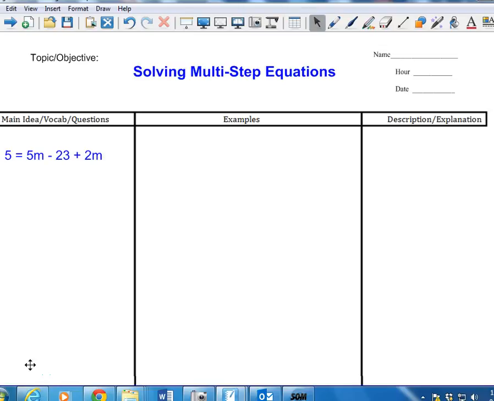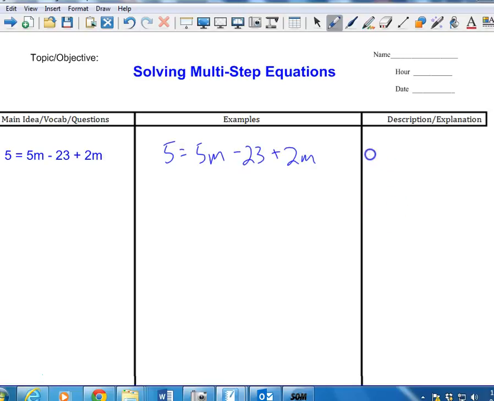This is Mr. Dunaway. If you have not, please write down the topic at the top of the page and the first example question we will work out together on your paper. Write it on the left and then please also write it on the right-hand side. 5 is equal to 5m minus 23 plus 2m.